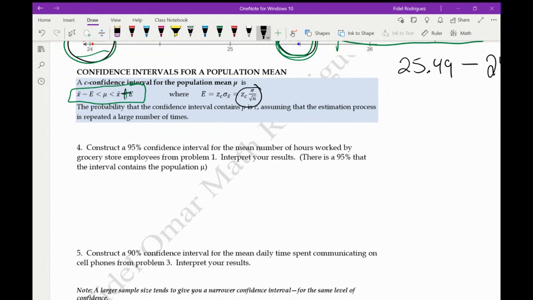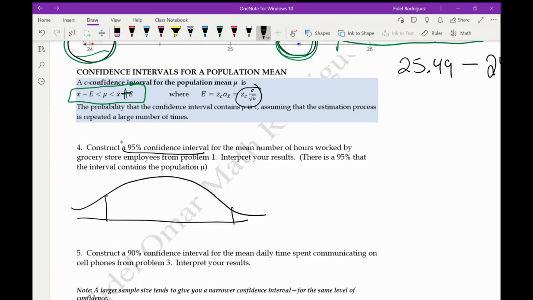All right, so number 4 says we're going to construct a 95% confidence interval for the mean number of hours worked by grocery store employees from problem number 1. And then it says interpret our results. It says there's a 95% interval that contains the population mu. So we're going to construct a 95% confidence interval. Again, just a heads up of what that means.